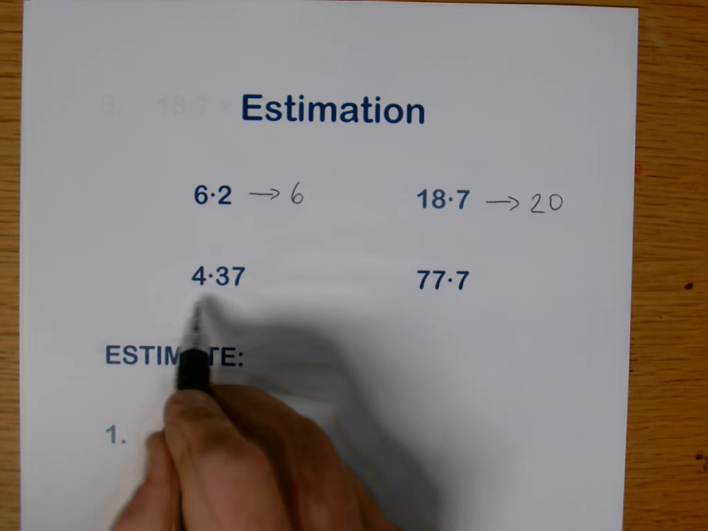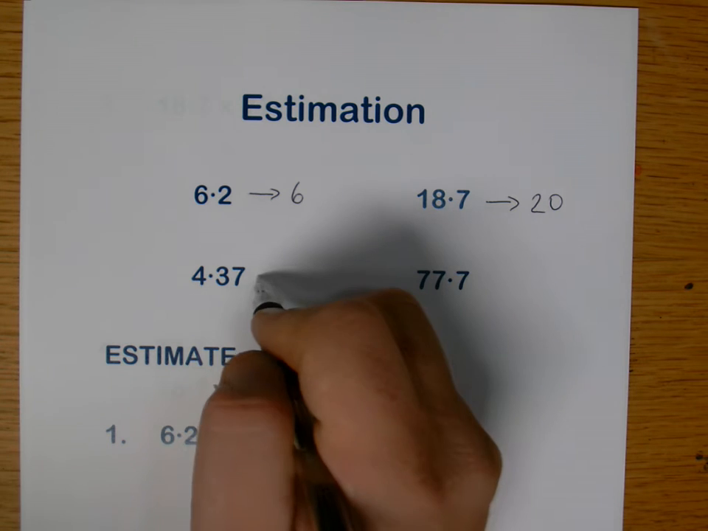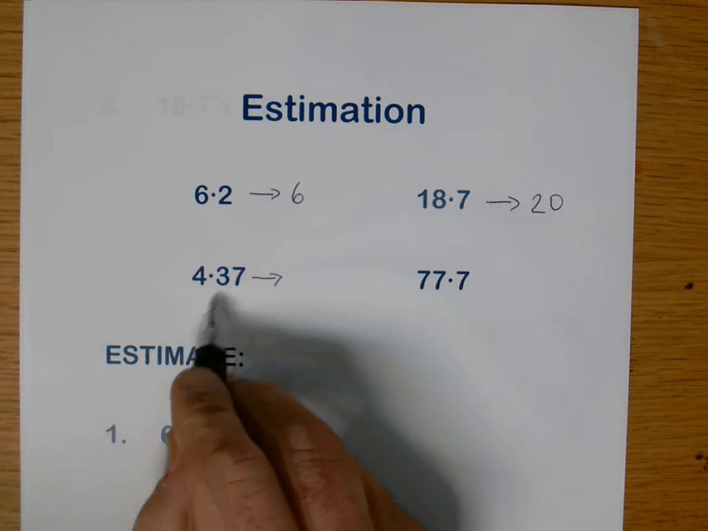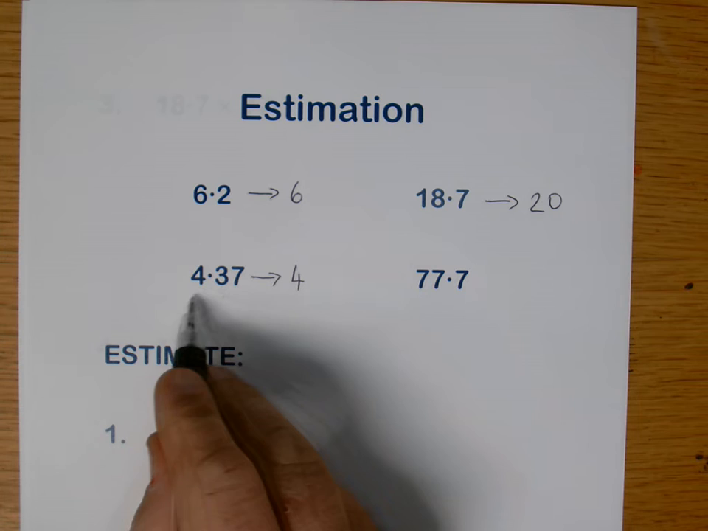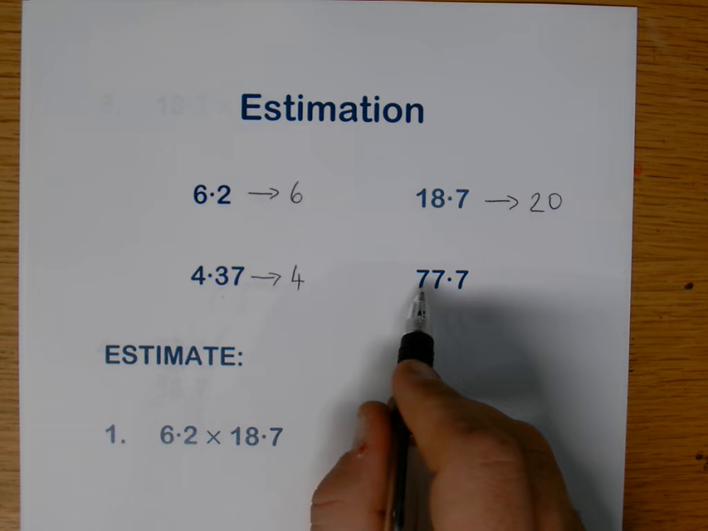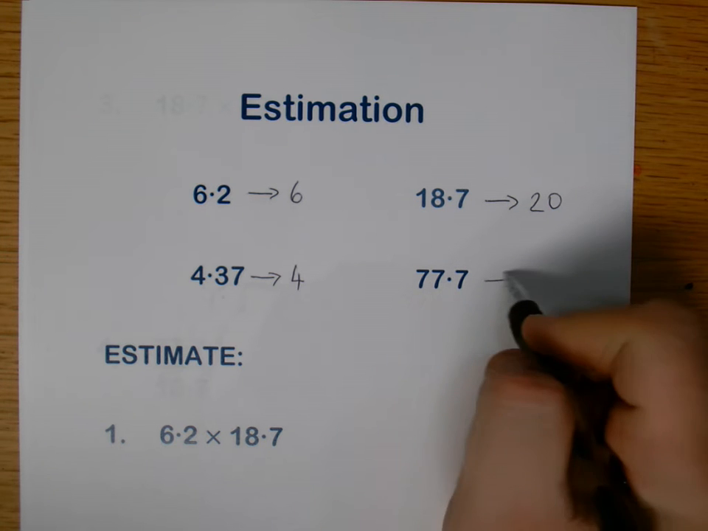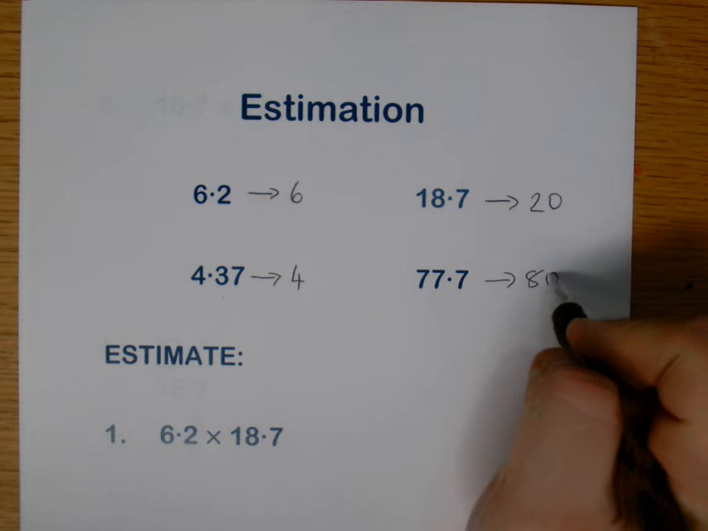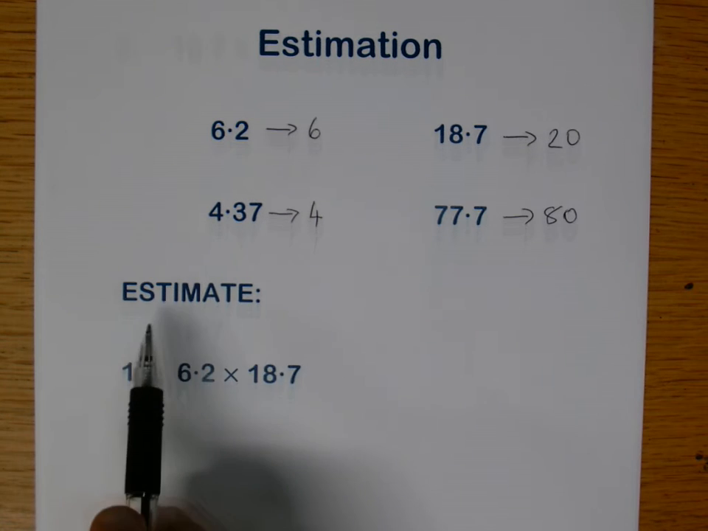4.37, well, the highest digit is a unit, so we round this to the nearest unit. Because we've got a 3 there, we round it down again, it's closer to 4 than it is to 5. Here we've got 77.7, so the highest digit is in the tens, so that will round to the nearest 10, and we'll round it up to 80. It's closer to 80 than it is to 70. So that can help us when it comes to estimating.